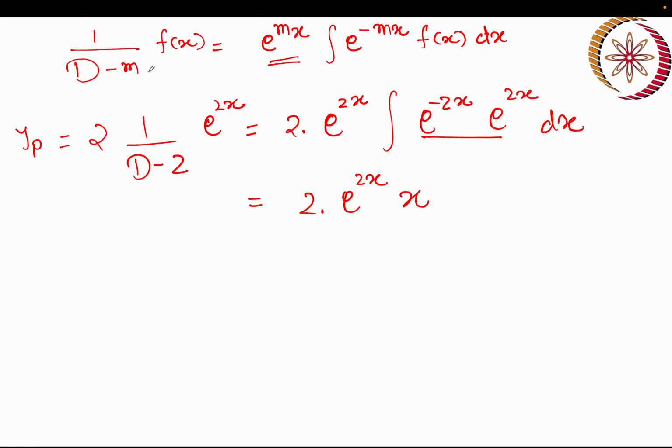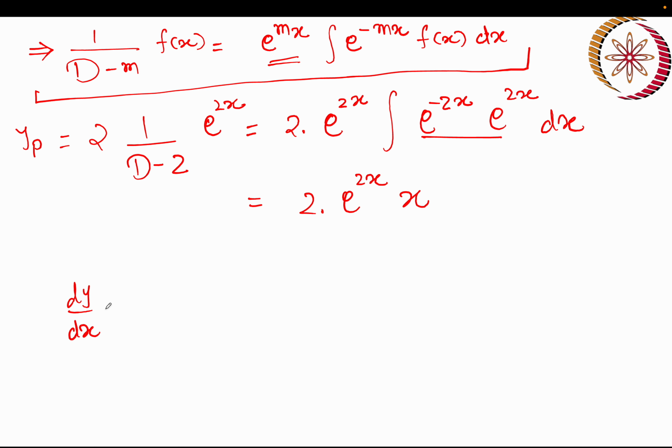So this is nothing but our particular solution. If we are wondering how this form comes about, I will explain why we should use this form. This is the basic equation: if we have dy by dx minus my is equal to f of x, that is the same form as this one, but it is the direct form.